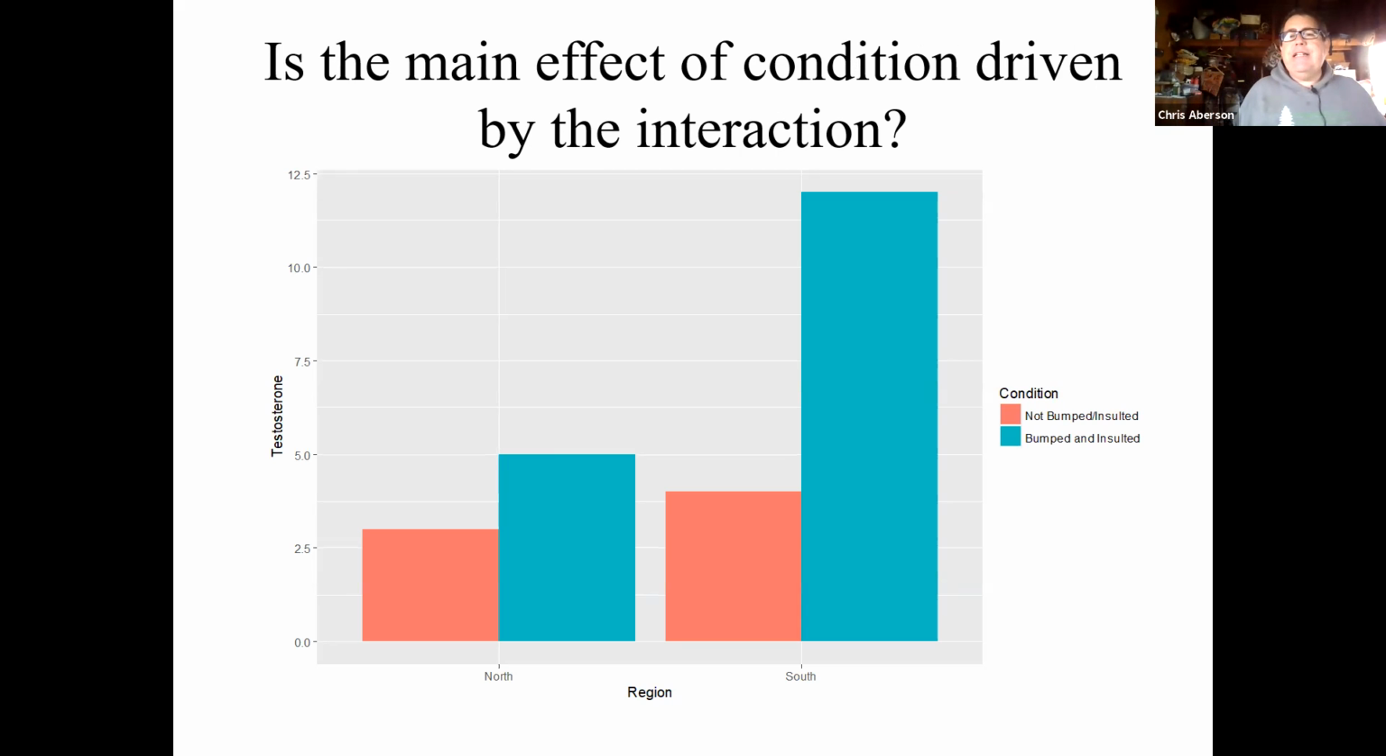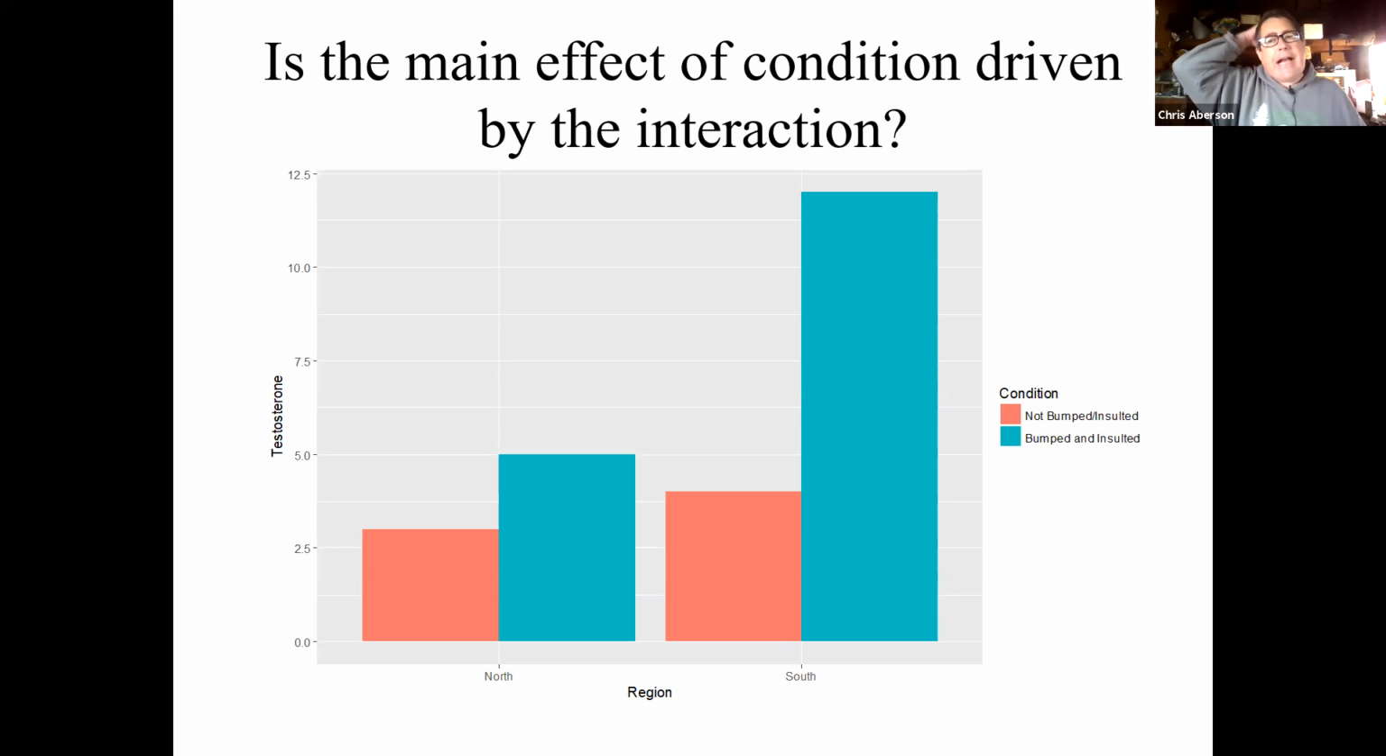Now, main effect for condition. Here we would ask, does bumped and insulted consistently produce higher means than not bumped and not insulted? We see it on the left. It's more pronounced on the right, but overall, that condition seemed to produce more aggression, or more increase in testosterone. Is that particularly important to our study design? Probably not. So this would again be a case where we'd say there were main effects, they're qualified by the interaction, and then we just talk about the interaction.